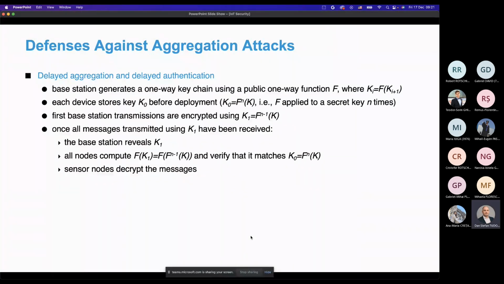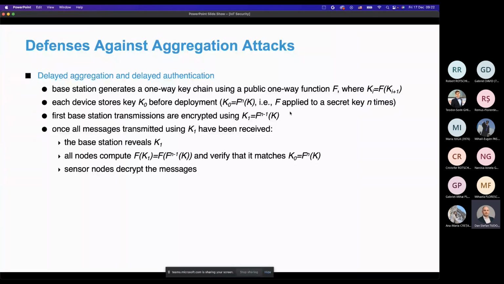You can defend yourself, of course, against aggregation attacks that we've talked about in a previous slide. Many simple aggregation functions, such as a sum, a minimum, or a maximum, are inherently insecure. However, there are techniques for improving the resilience of these aggregation functions. For example, you can have delayed aggregation or delayed authentication. In these techniques, it is assumed that the base station generates a one-way key chain using a public one-way function.